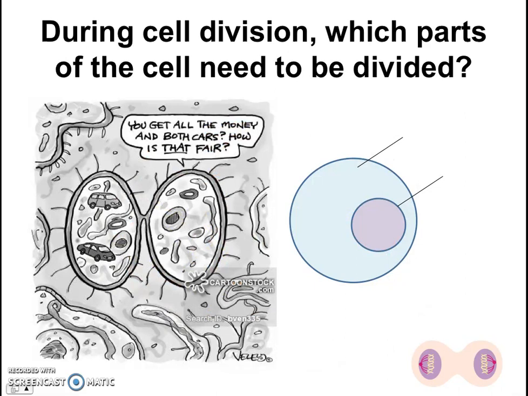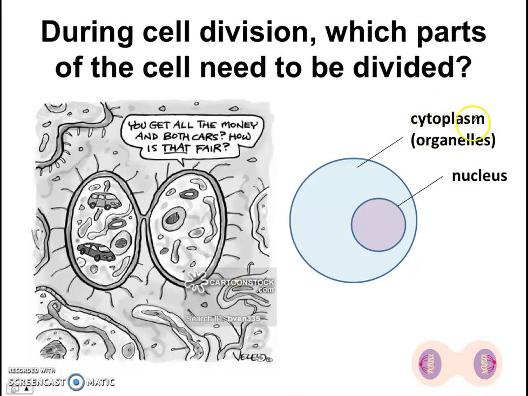So in the same way, during cell division, the parent cell needs to be divided fairly into two daughter cells. The parts of the parent cell need to be distributed or divided sort of equally. In general, there's two parts of the parent cell that need to be divided. The first part is the nucleus. There's only one nucleus in the parent cell, and that needs to be divided into two nuclei, one for each daughter cell. And the other part of the parent cell that needs to be divided is the cytoplasm.